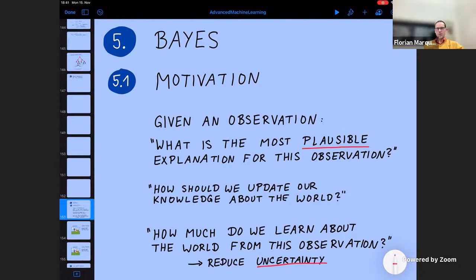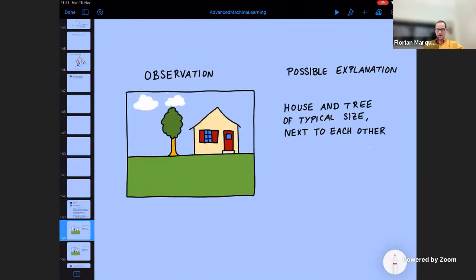And before going into the mathematical details, I want to give an example of a situation where this is clarified. On the left-hand side, I show a kind of picture. Let's assume it's a photograph. That's the observation. So you see a tree and a house. And then on the right-hand side, I write down a possible explanation for what is the real state of the world that could have produced this picture.